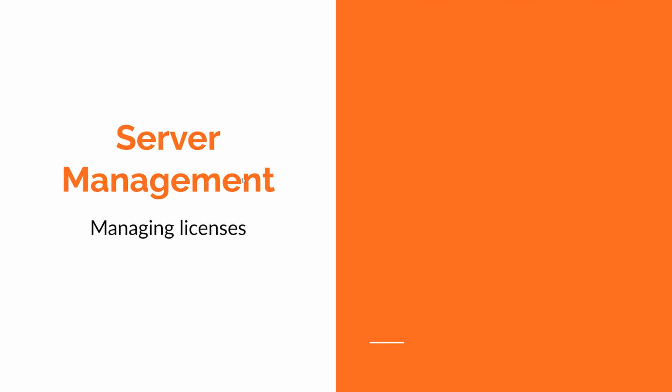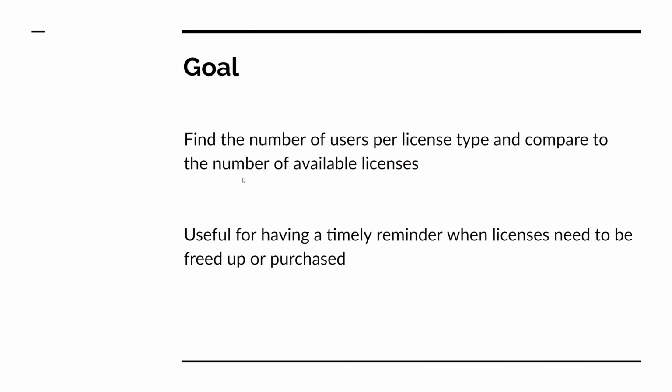So first, we're going to look at managing licenses. So what's the goal? I want to find the number of users per license type and compare that to the number of available licenses for that type. In my case, I've specified it even further to only look at viewer licenses. And since we see that the number of viewer licenses is changing a lot, we're also expanding the licenses for viewers quite a bit.